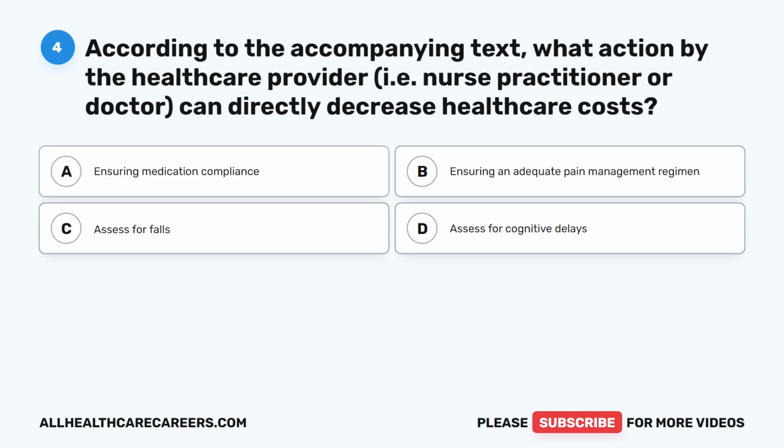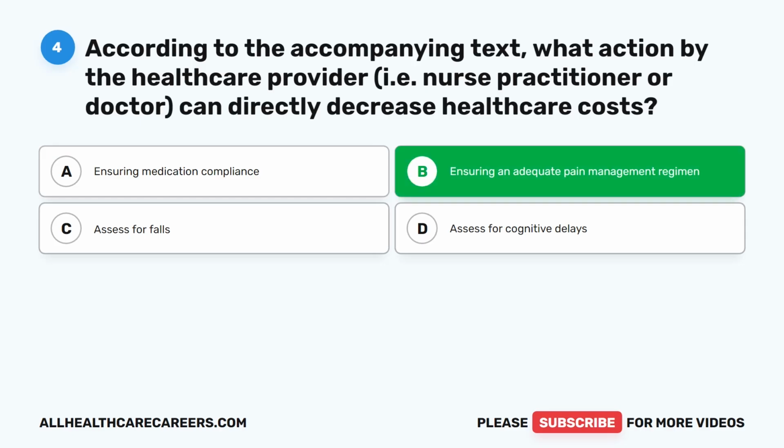Question 4. According to the accompanying text, what action by the healthcare provider, i.e., nurse practitioner or doctor, can directly decrease healthcare costs? A. Ensuring medication compliance. B. Ensuring an adequate pain management regimen. C. Assess for falls. D. Assess for cognitive delays. The correct answer is B.